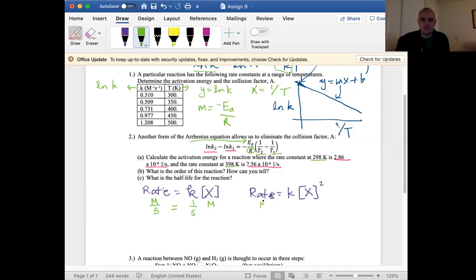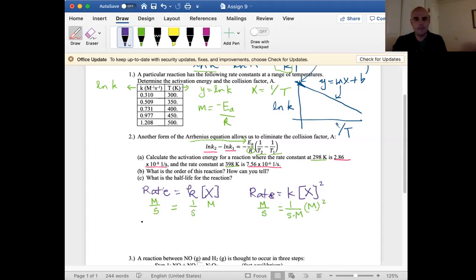So rate still has the same unit. This is now molar squared. So what do the units have to be on the rate constant? Molar over seconds? Oh, no, you gotta have molar to cancel out the other molar. Yep. So you're gonna have 1 over seconds and molar. Okay. Cancel out that dude.